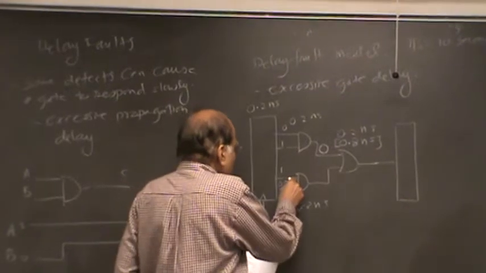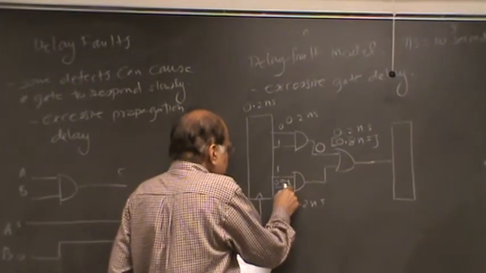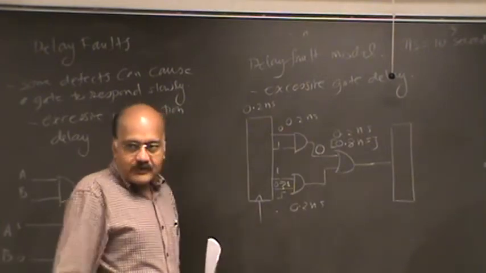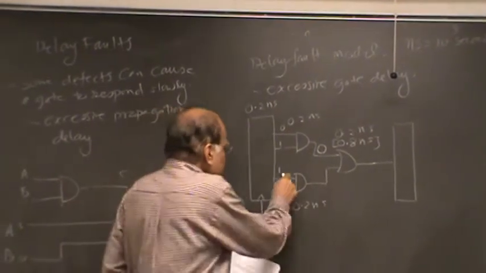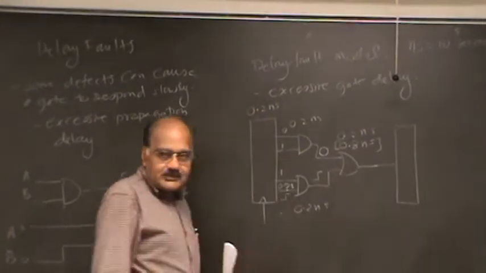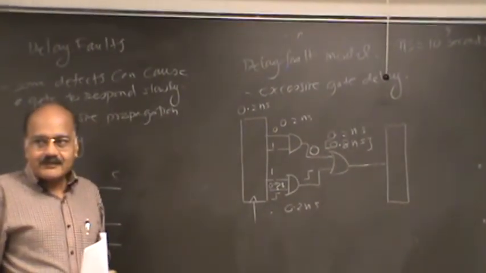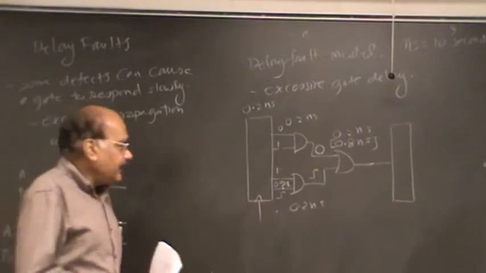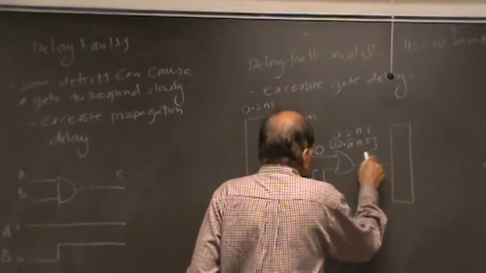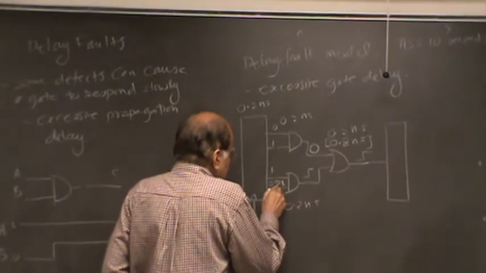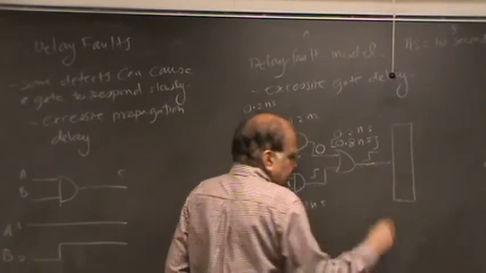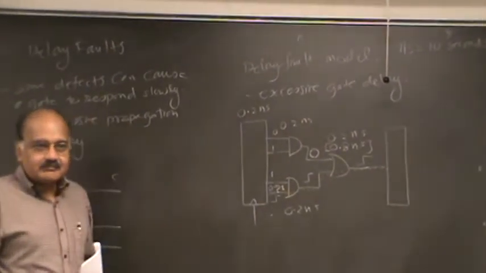Okay, since this is a 1, when this switches, so this is basically a rising edge here, right? It goes from 0 to 1. So since this is 1, you will have a rising edge here. This will go from 0 to 1, right? And this here is 0, this will go from 0 to 1. So basically you have a transition traveling along this path, right?